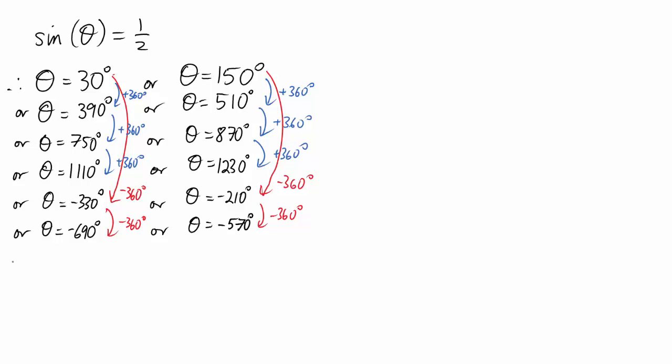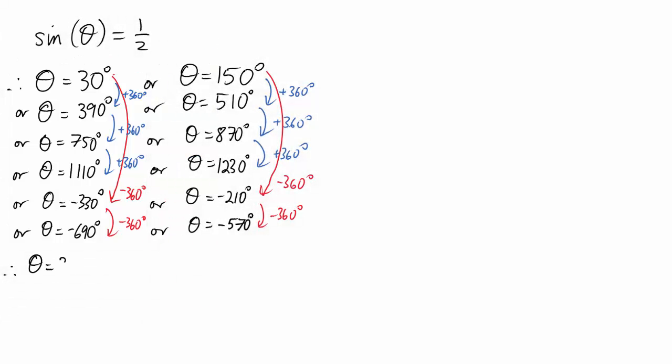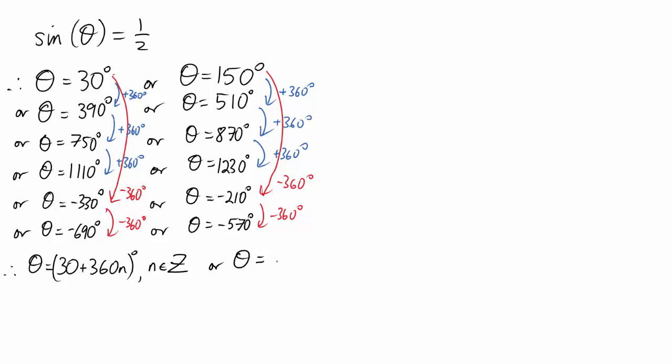Rather than just listing lots of values, we can describe the solution in general. The first group of solutions is 30 degrees plus or minus some multiple of 360 degrees, which we can write as theta equals 30 plus 360n, where n is an integer. Z here stands for the set of all integers, positive or negative or 0. And the second group is 150 plus or minus some multiple of 360 degrees. So we can write that as theta equals 150 plus 360n, where n's an integer. Note that n can be negative, so a solution like negative 210 is just 150 plus 360 times negative 1.